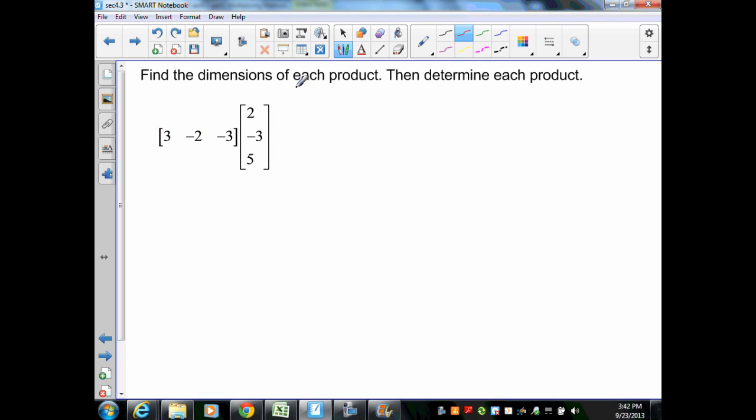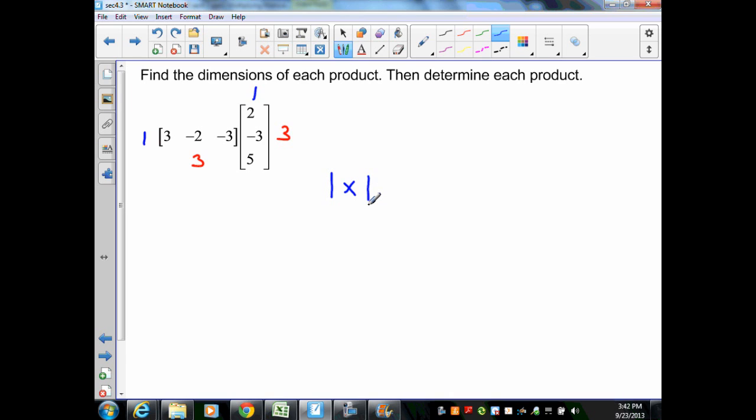Again, I want to find the dimensions of each product, then determine each product. Let's verify that we can multiply these two matrices together. Remember, matrix A has 3 columns. Matrix B has 3 rows. Since these two values match, I can find the product. The resultant of that product will be a 1 by 1, and that's determined by the number of rows in A and the number of columns in B.